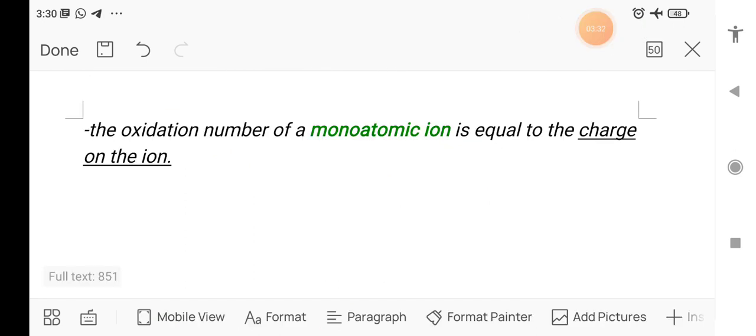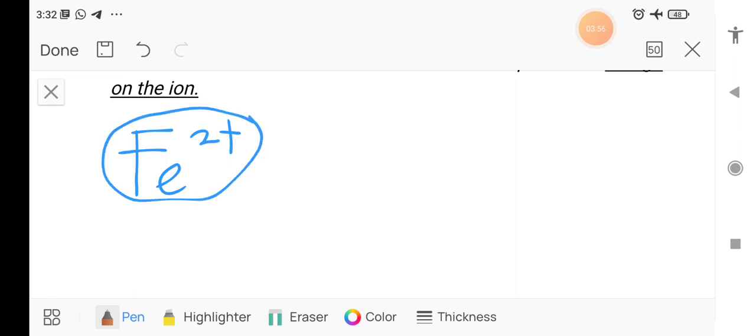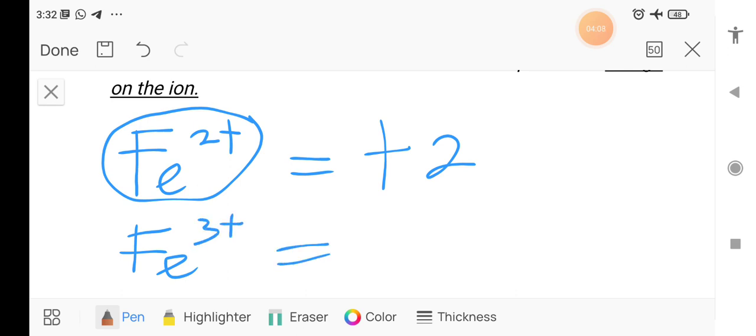Also, the oxidation number of a monoatomic ion is equal to the charge on the ion. This is what that means. So for example, we have an iron ion. The oxidation number of this ion is +2. If it were an iron 3 plus ion, it would be +3. That would be the oxidation number.